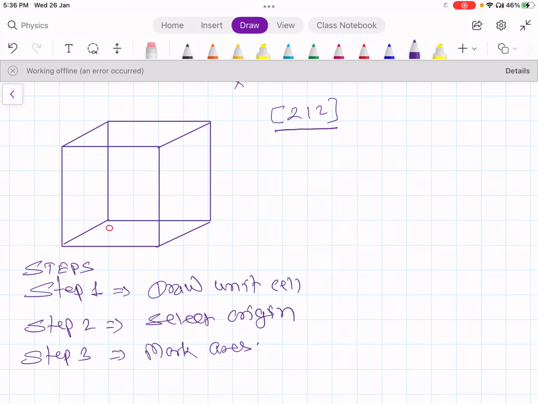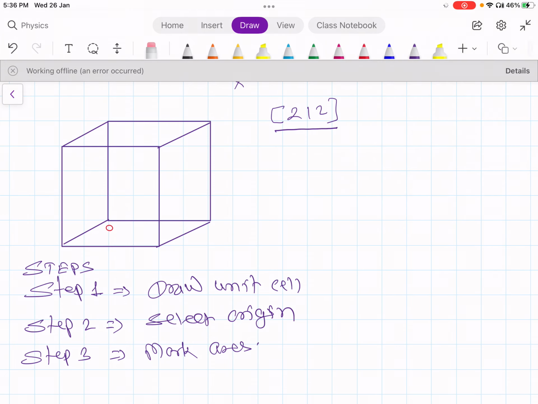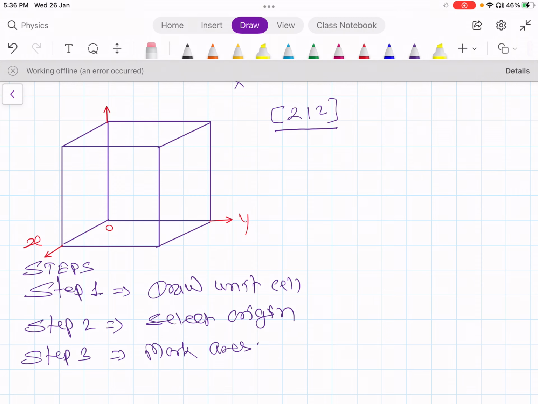So the axes are, as I told you, this should always be your x. Never change the direction of the x axis. This should always be y, and this side should always be z. So these are the direct x, y, z axes, and that is our third step.